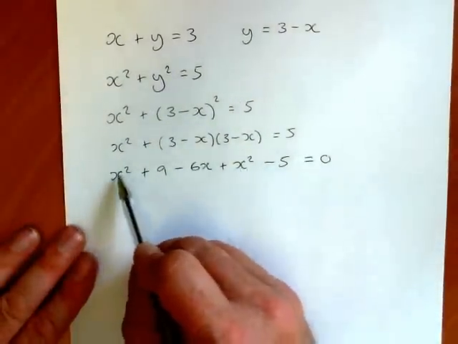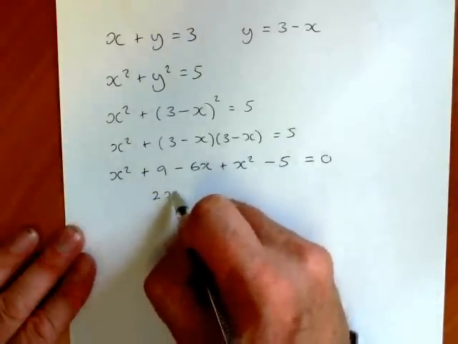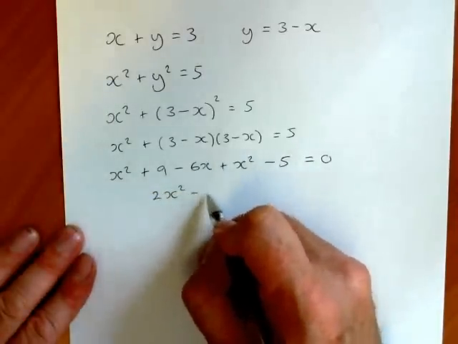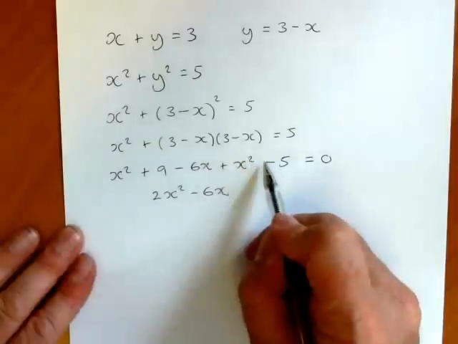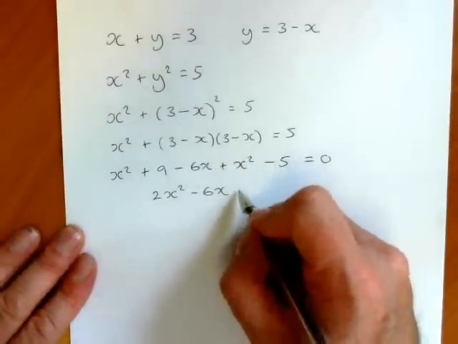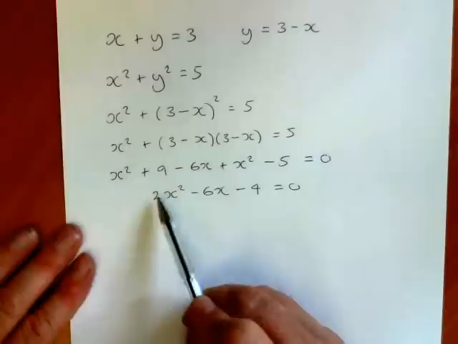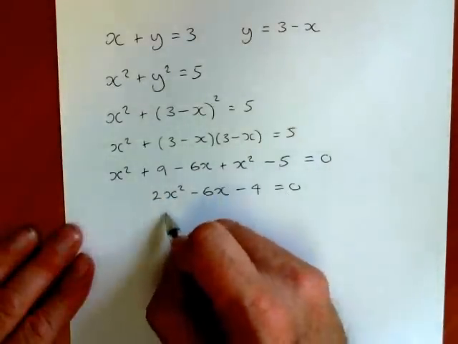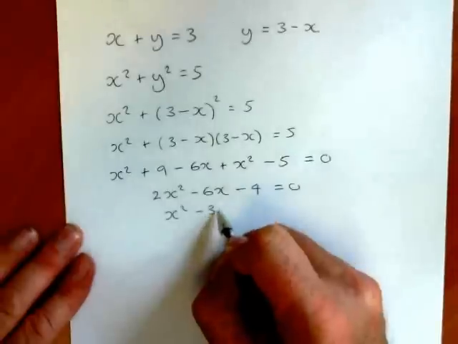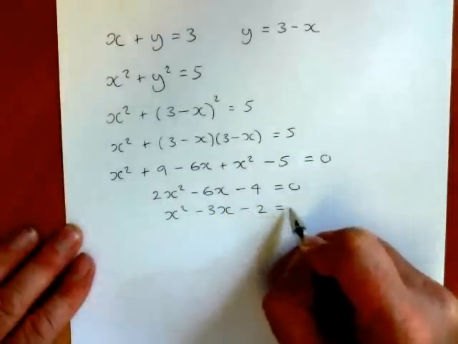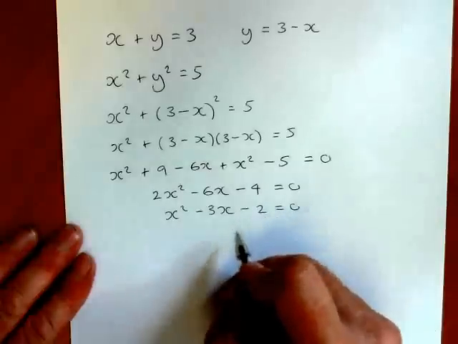So how many x squareds have we got? Well, x squared and x squared gives me 2x squared. I've got minus 6x, and I've got 9 minus 5. 9 minus 5 is minus 4. Now, this is going to be quite nice because this has got 2 as a factor all the way through, so I can divide that out. I get kind of a simple quadratic to factorise here.